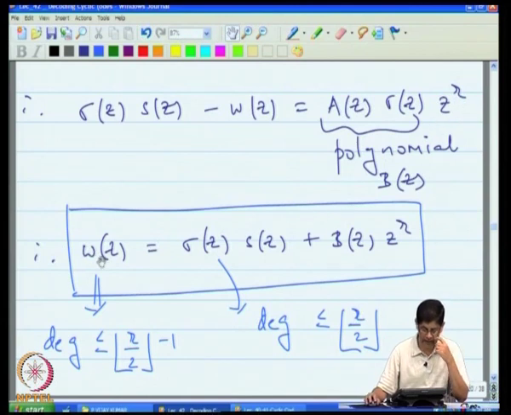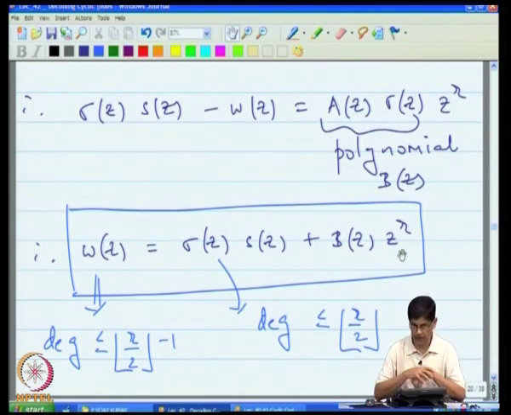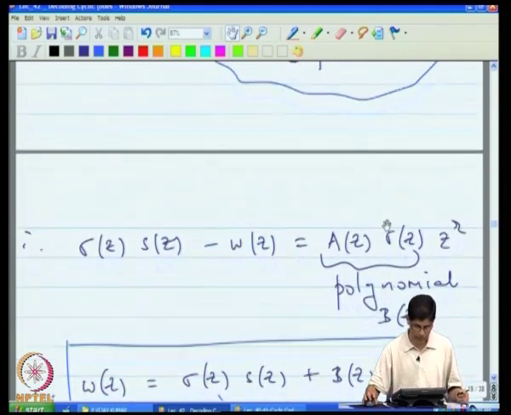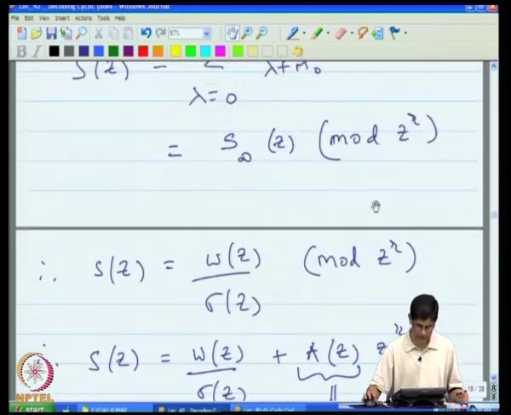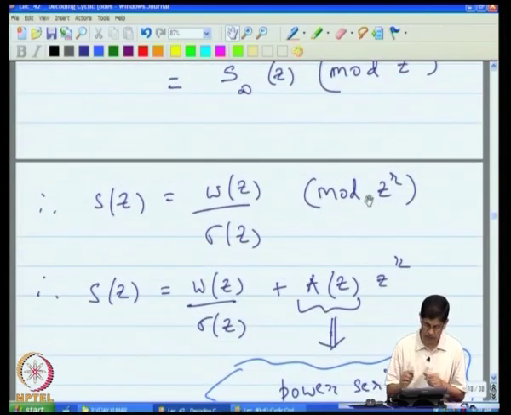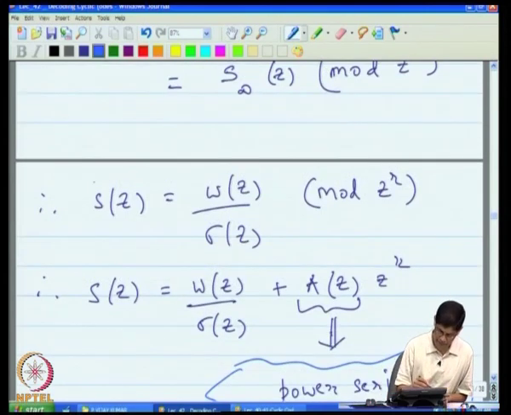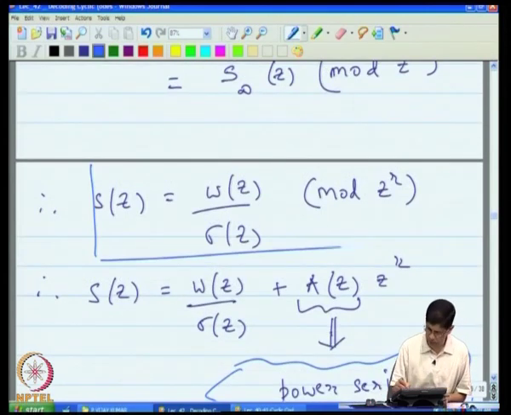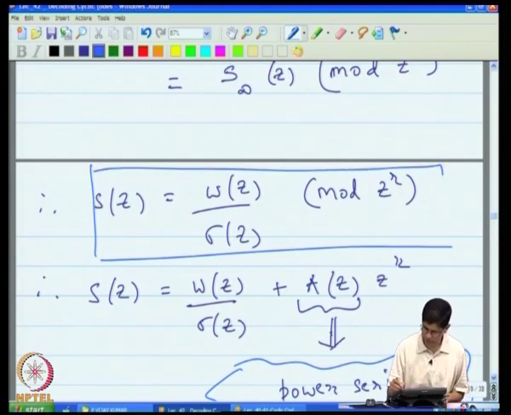So, now I can write omega of z is sigma of z S of z plus b of z times z to the r. Okay. And you can think of this, by the way, this equation here is often called the key equation for decoding BCH codes.